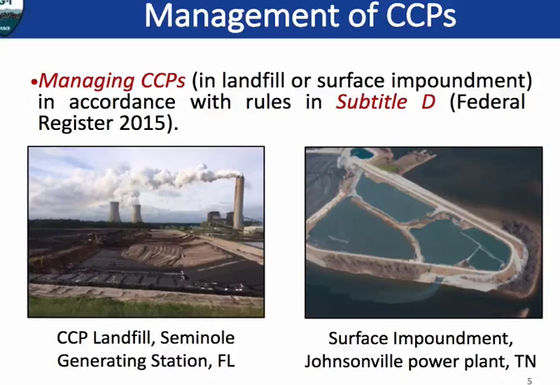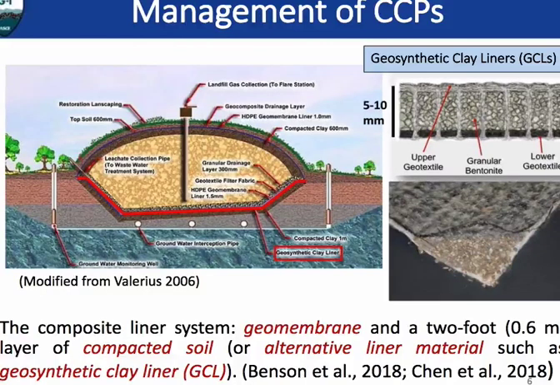So based on the new rules of CCP management, the management of CCP should be in accordance with the rules in Subtitle D. And Subtitle D requires using a composite liner system. That composite liner system includes a layer of geomembrane and a layer of compacted clay liner. The compacted clay liner should have a thickness of about 0.6 meter.